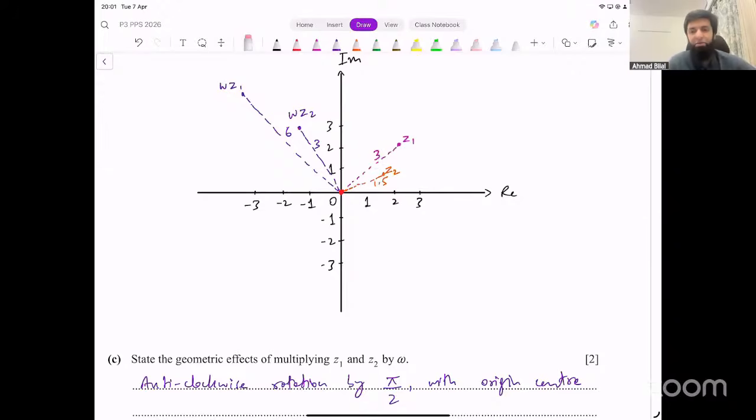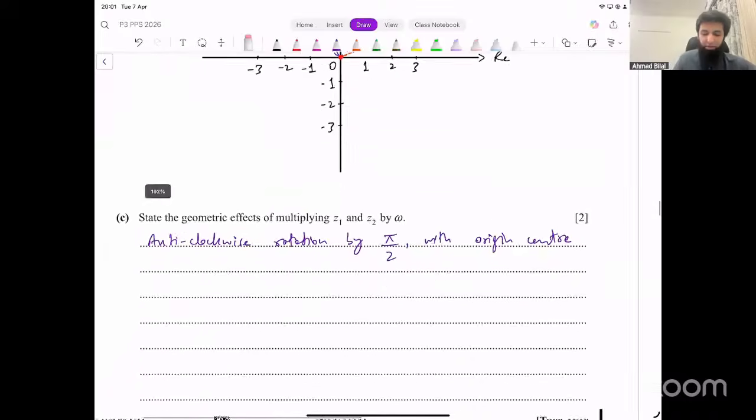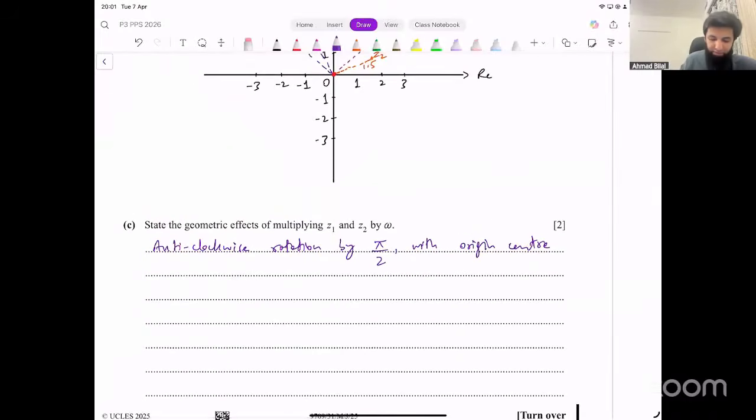That is enlargement. Okay? So we will say this is an enlargement. What's the scale factor of enlargement? 2. And the center of enlargement is the origin.